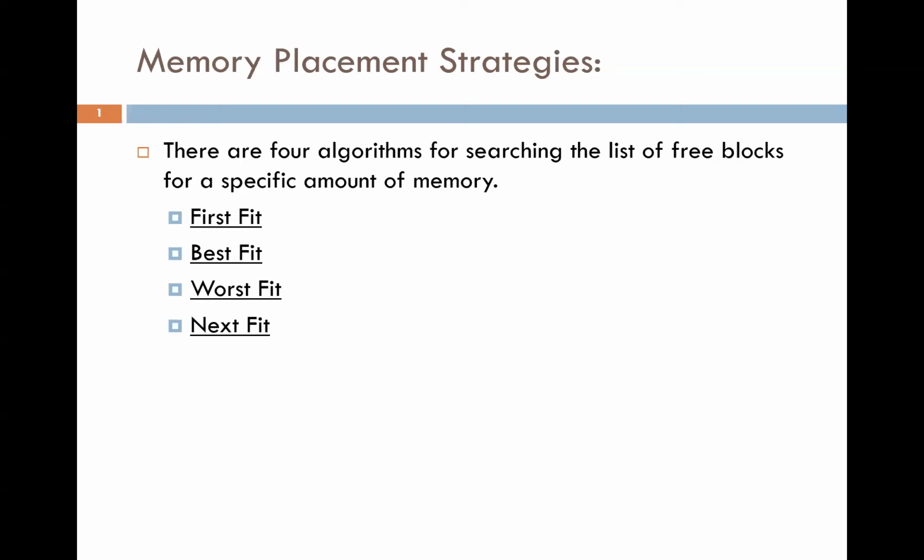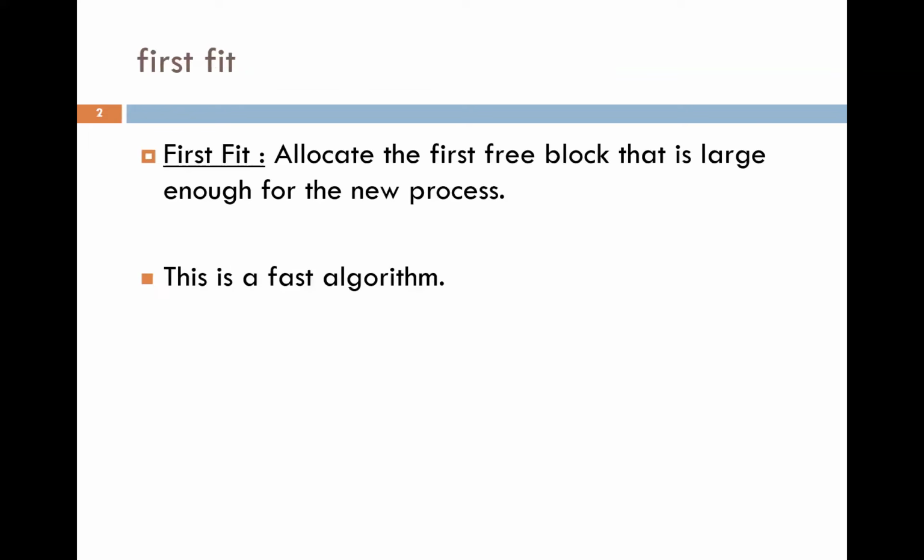So those strategies or algorithms are first fit, best fit, worst fit, and next fit. These four algorithms are there. They are different ways in which they search for the free hole for a specific amount of memory. So let's go through all these techniques one by one.